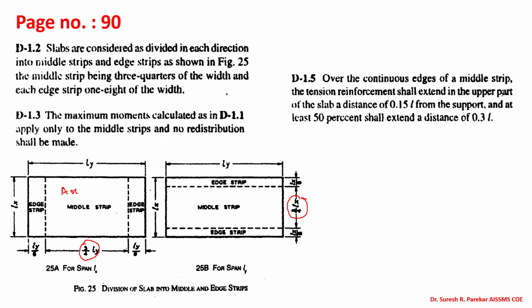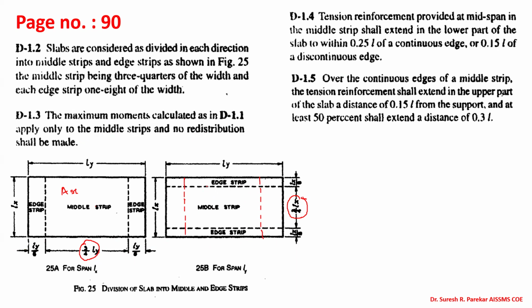Then they have given that the maximum moment calculated applies only to the middle strip. So only in the middle we are going to apply. If I draw this, that is Lx by Ly, we have this portion where we have to provide main reinforcement. Now this already we have seen, 0.25 L of a discontinuous edge and 0.15. So these values we are going to provide from center of support.